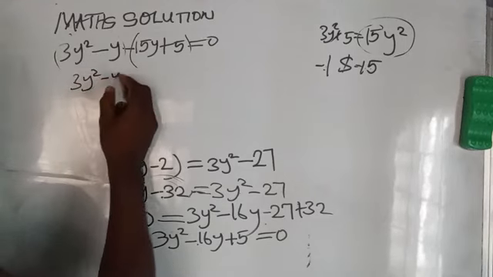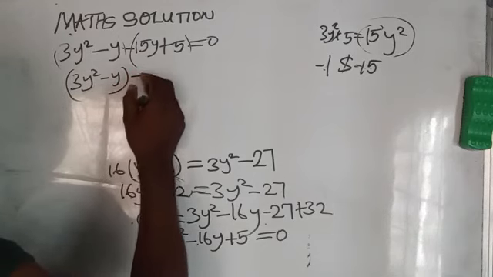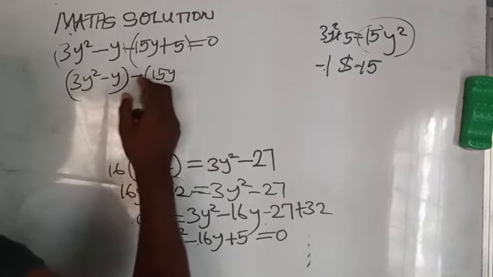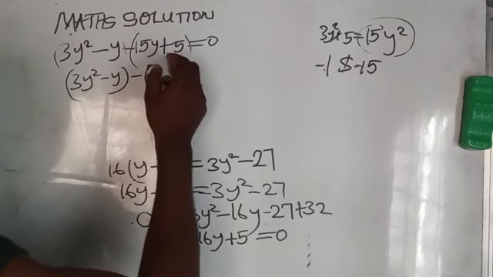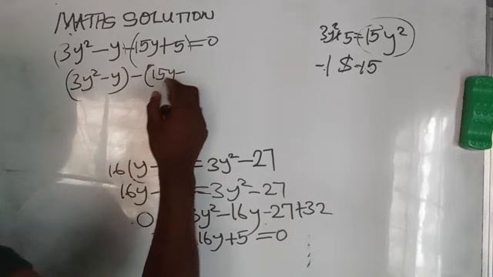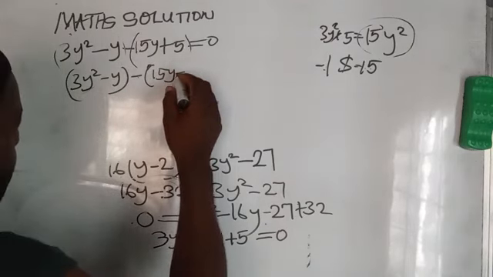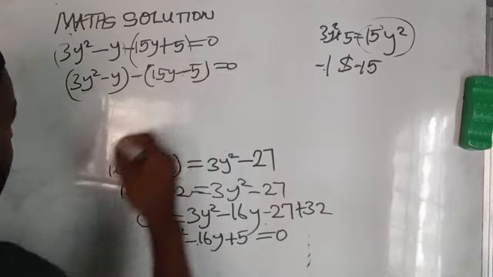3y squared minus y and minus 15y. Then this minus is already governing this bracket, which means this plus will become minus. So if you want to open the bracket, minus times minus will give you back plus. So you have minus 5 equal to 0.